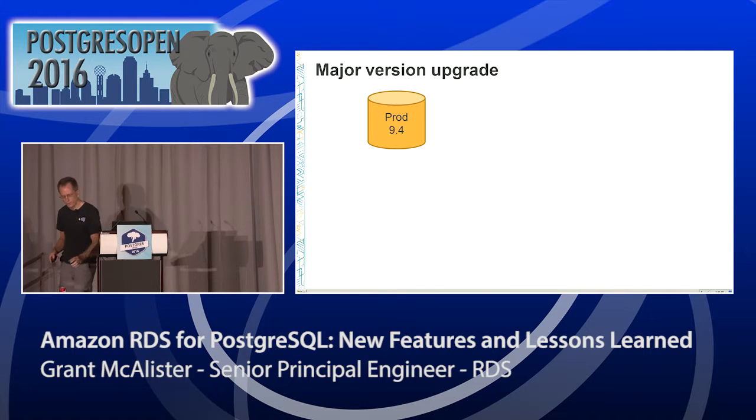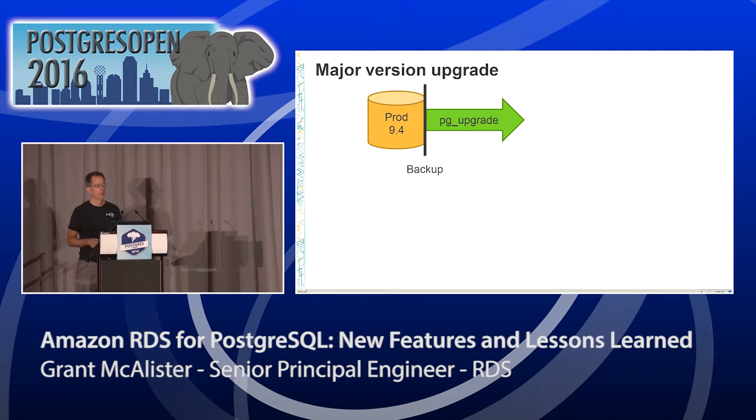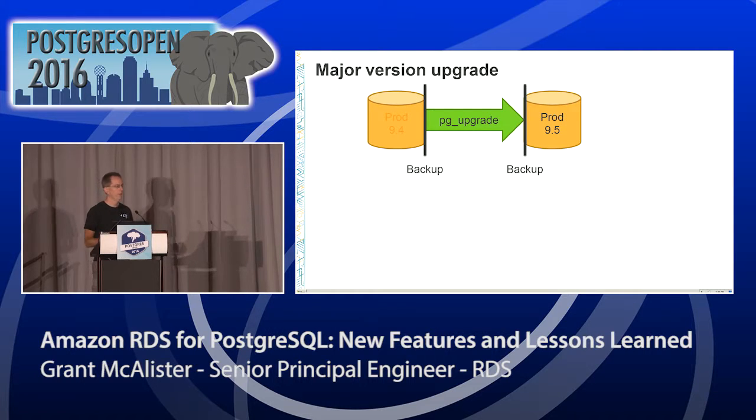Of course, one of the things that was very important for us was to be able to support doing major version upgrades. So we released this a while back. You can have your production 9.4 instance. What we're going to do when you ask us to upgrade is we're going to take a backup, and then we're going to do pg_upgrade. So this is the standard pg_upgrade that you would all run if you were doing this yourself. Then we take another backup, and I'll explain why in a second. And in the end, you end up with a production 9.5 instance.